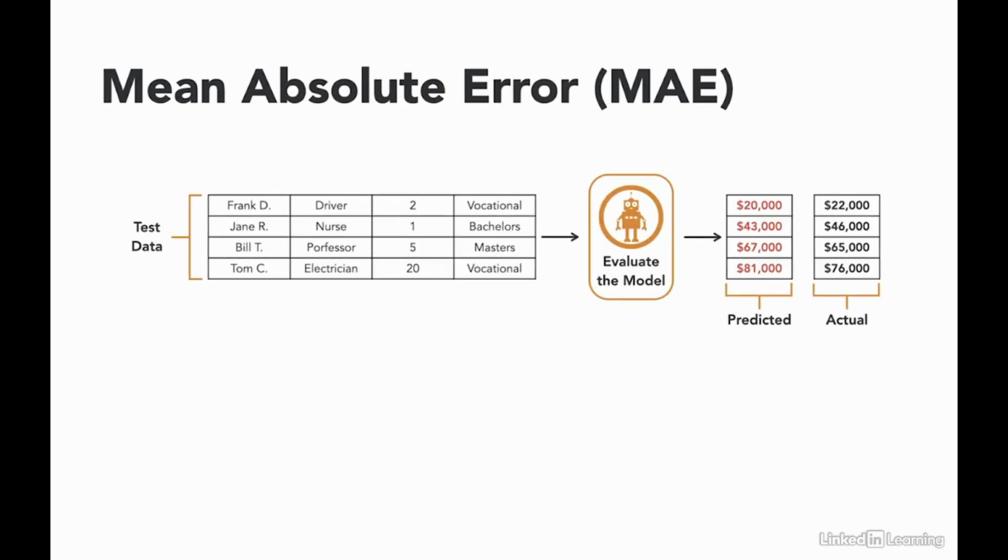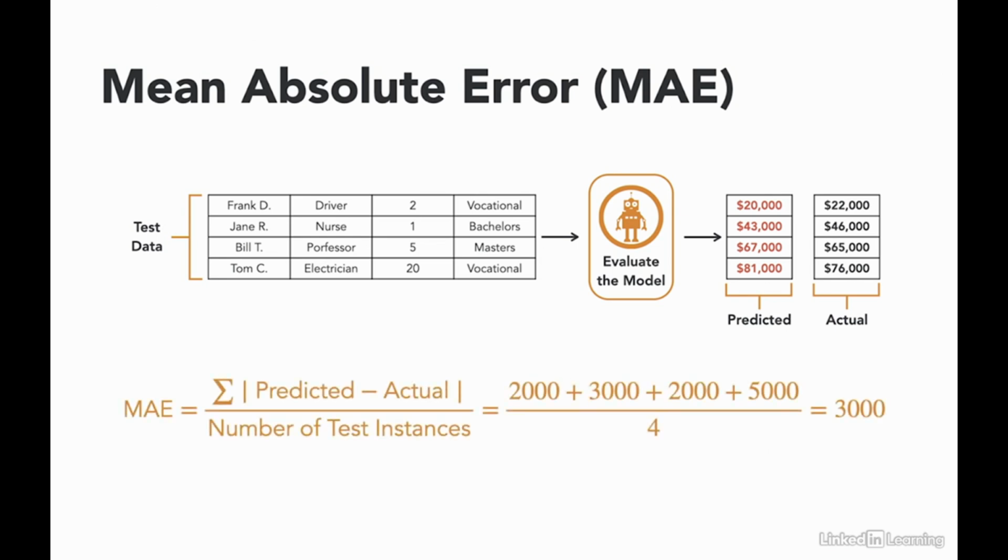If the problem we are trying to solve is a regression problem, then we use mean absolute error as a measure of our model's performance. In this example, we get the total of the absolute differences between the predicted and actual income values and divide the result by the number of test instances. This gives us 3,000. This means that going forward, we estimate that the predictions of our model will be off the mark by an average of about plus or minus 3,000.